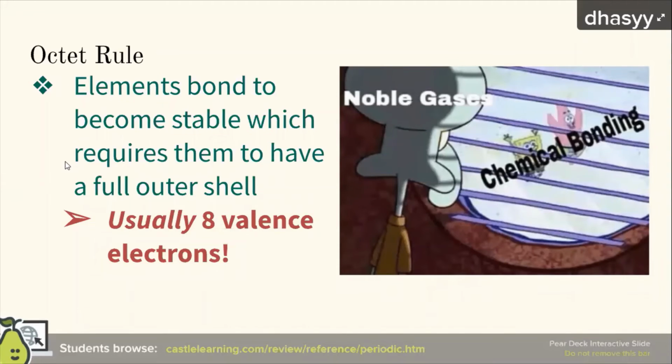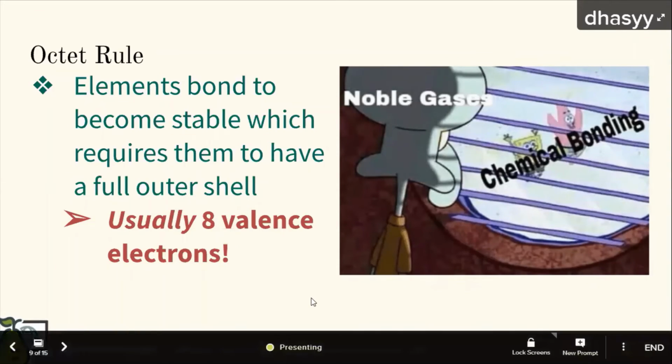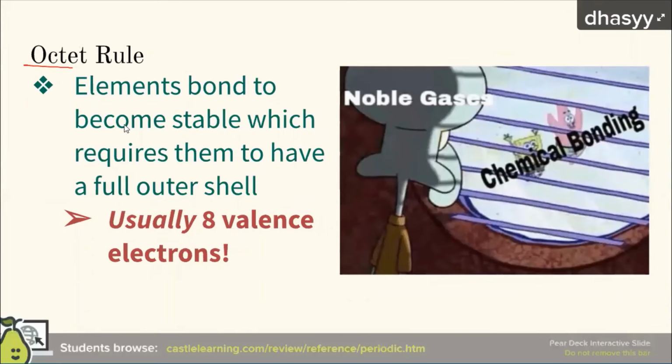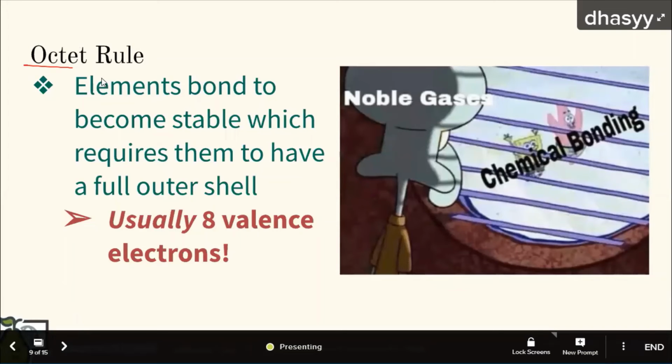So that's why it's called the Octet Rule. If you're taking geometry, you'll see octagon. Oct is the prefix for 8, so that's why it's called the octet rule, just as a way to remind you that most elements want 8 valence electrons to go ahead and give them a full outer shell. But that's not all elements. Let's go ahead and look at these exceptions.